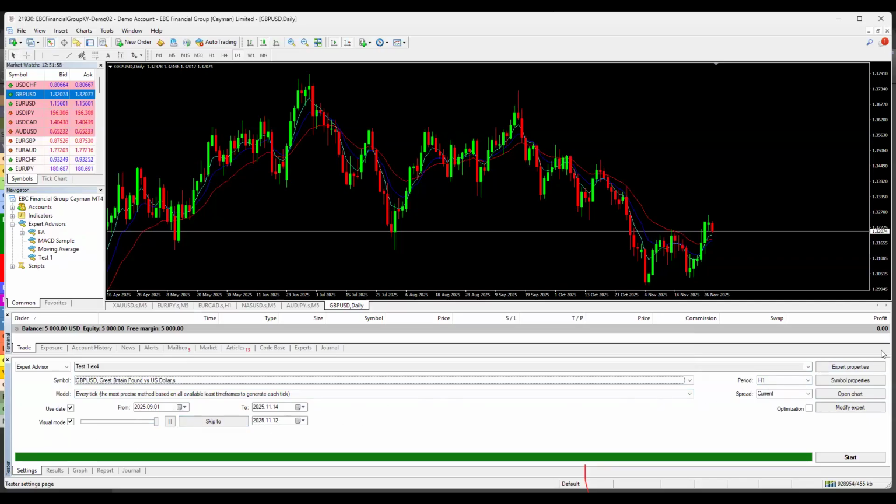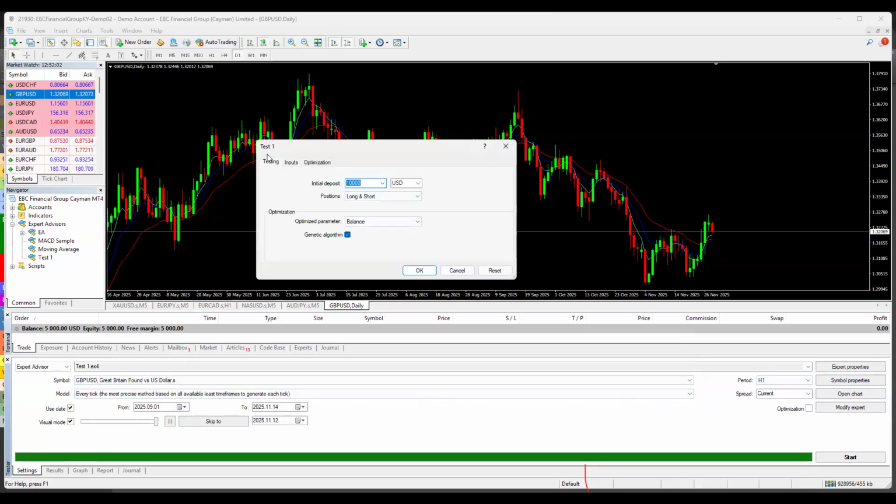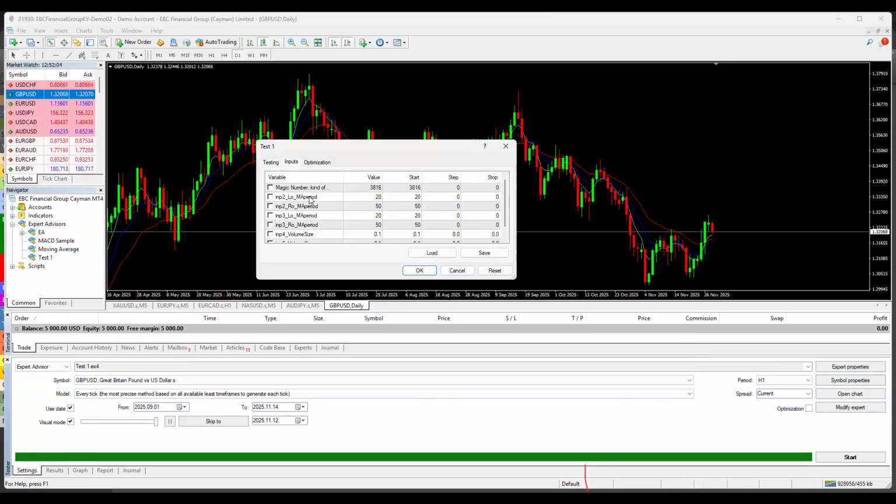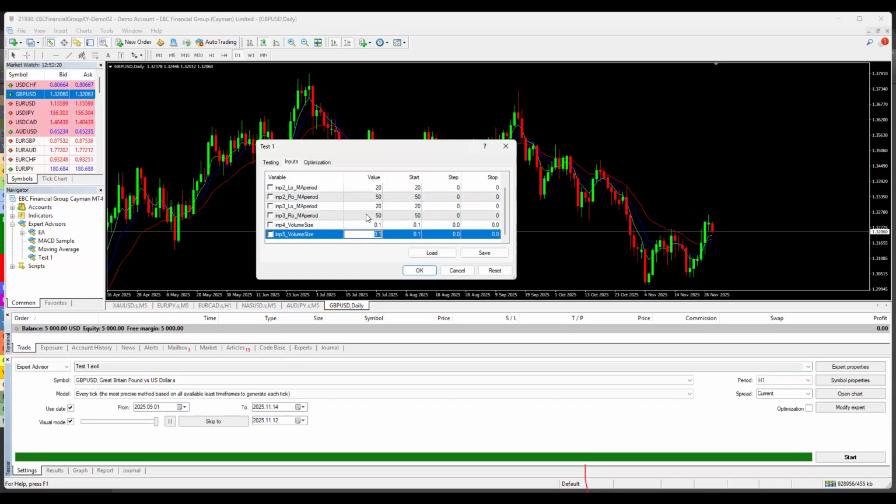Okay, and then let's go to expert properties, so we can see some of those things that we did. Under Inputs here, you can now see that we are able to adjust the moving average. This is the MA period for the buy, 20 and 50. We can make this 30 and, say, 150. This is the lot size for the buy, the lot size for the sell, the stop loss for buy, and the stop loss for sell. It's because we checked that box that we can edit it here.